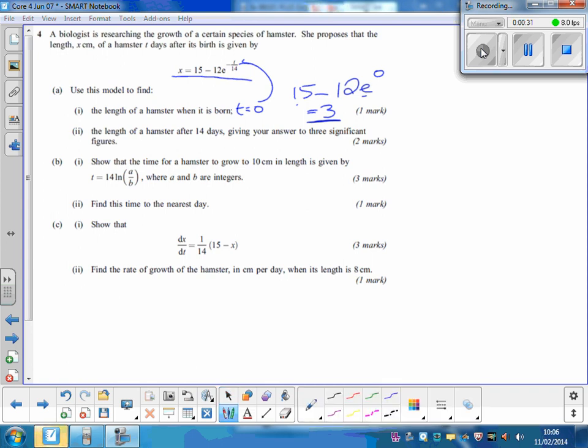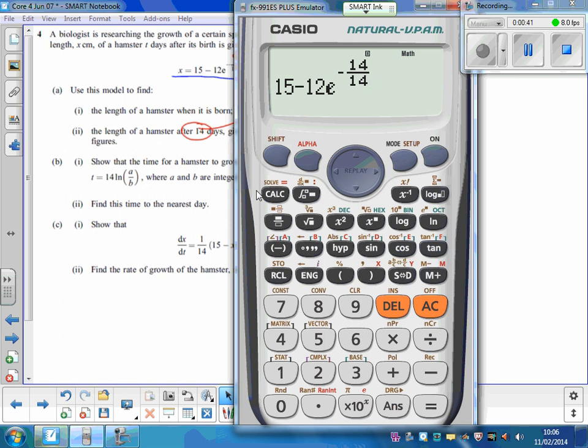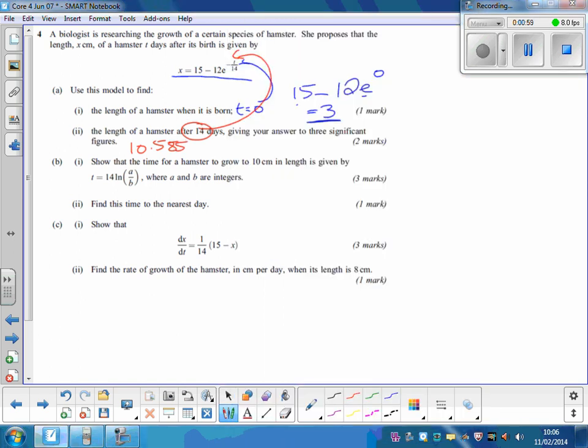Exactly the same thing to do, but now for 2 marks on the second one, we're now taking 14 and sticking 14 in there. Let's get the calculator to do that one. So we're doing 15, take away 12, e to the minus t over 14, where t was 14, and that gives us 10.585. Then realise that we'd actually lose a mark for that because it says leave it to 3 significant figures. So make sure you do the rounding properly, that we get 10.6 centimetres.